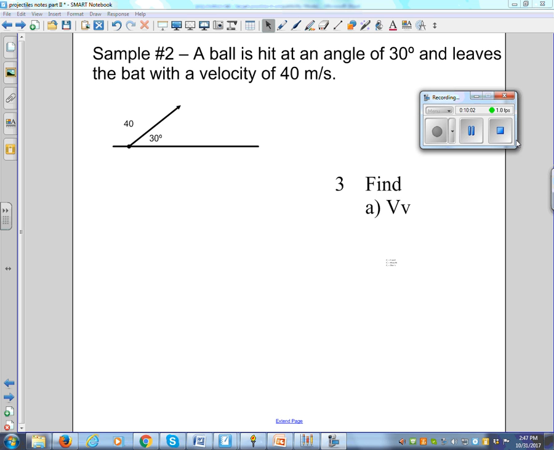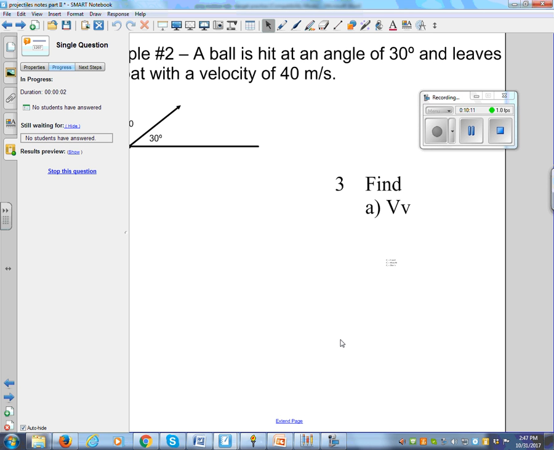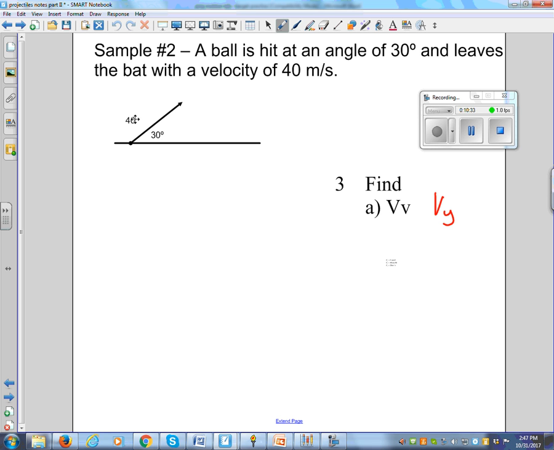Oh, I'm still recording. I should have hit pause there. Sorry, Megan and others. So you need to find Vy, the vertical component of V. I've kind of gone with this X and Y thing lately. We've done components already. This is no different than unit number 1. So Vy is opposite the 30 degrees.